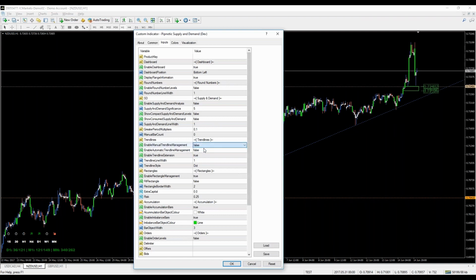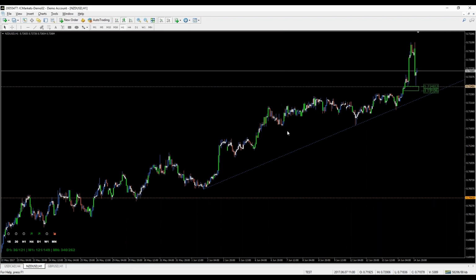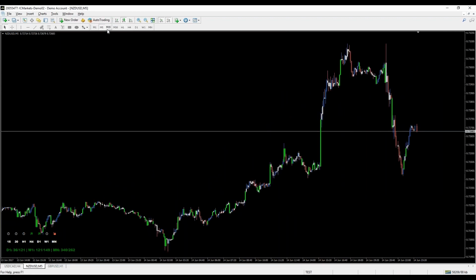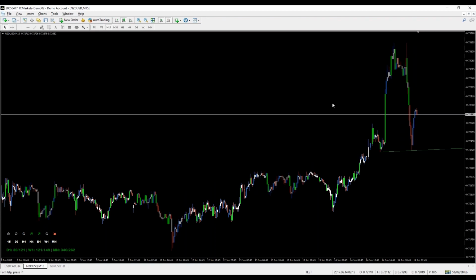Okay, so we have enable manual trendline management. We also have this enable automatic trendline management. If you set this to true, then the indicator is going to start looking for these levels itself and drawing them. So I'm just going to remove all of these, and we'll click through the charts a bit, and eventually it'll start drawing. Yeah, we found one here, a trend line here.